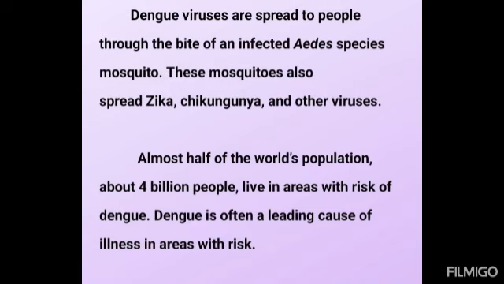Dengue viruses are spread to people through the bite of an infected Aedes species mosquito. These mosquitoes also spread Zika virus, chikungunya, and other viruses. Almost half of the world population live in areas with the risk of dengue. Dengue is often the leading cause of illness in areas with risk.